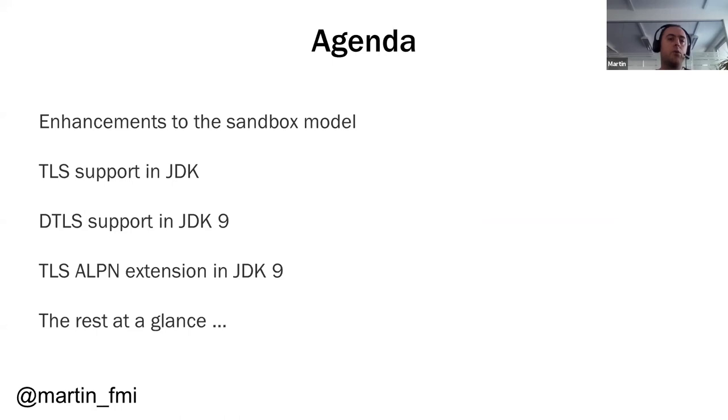So what we are going to cover in this talk: first, we are going to see the latest enhancements to the original security sandbox model in the JDK. Apart from that, we are going to look into some of the coolest security enhancements added in the latest JDK releases, starting from release 9 and up to the latest JDK. This means we're going to talk about the TLS support enhancements introduced in the JDK, the DTLS protocol support introduced in JDK 9, and the TLS ALPN extension, which is quite an interesting extension added to the TLS portfolio of the JDK. We are also going to cover briefly the rest of the security enhancements.